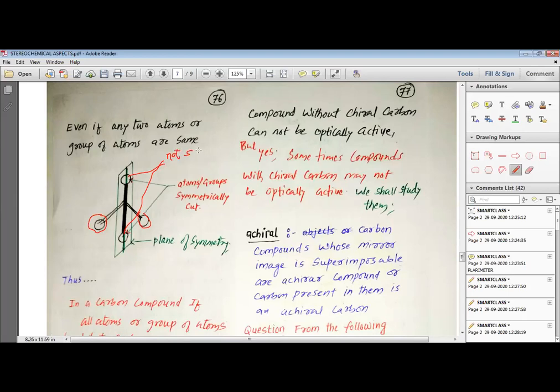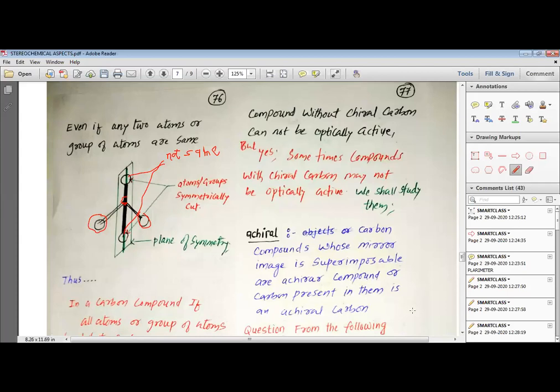But as they are not the same, they got cut. These two atoms are cut by this plane in such a way that half of the part becomes the mirror image of the other part. And these two same atoms become the mirror image of each other. That means here if we have a carbon, and if any two of the atoms or groups of atoms present on this carbon are the same, you can have a plane of symmetry.